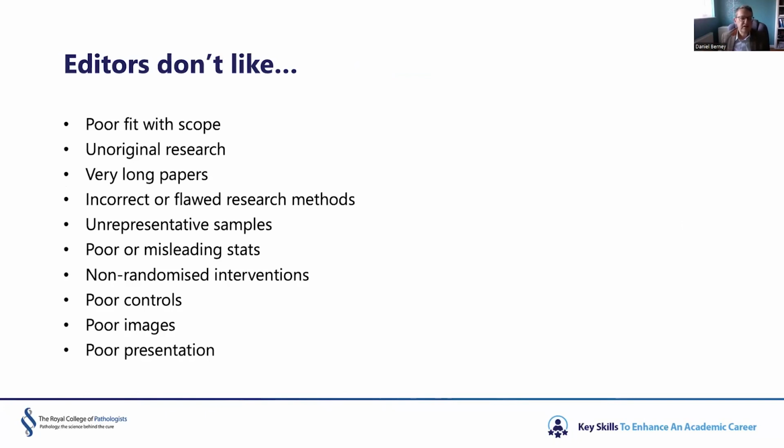If it's not in scope, unoriginal, or very long, I often have to say, but I couldn't squeeze it in. I had to use 7,000 words for this paper. You don't. Nearly everything can be told in 2,000 or 3,000 words. What other things we don't like? Incorrect field methods, unrepresentative samples, poor or misleading stats, non-randomized interventions, and particularly for pathology, poor images, poor controls, poor presentations. There's no need for any of them. They will turn you off.